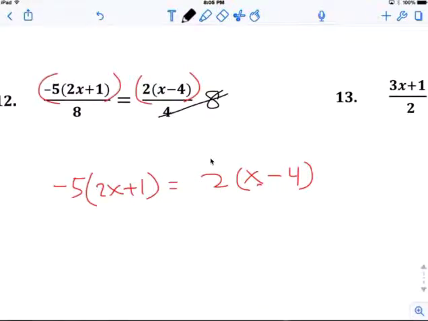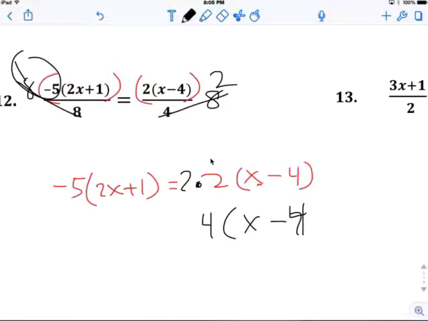Cross cancel leaves us 2. Leaves us 2 times that. You see that? Cross cancel. 8, 1 is 1. 1 times anything is itself. So 1 times negative 5 stays a negative 5. Okay, so we got 4 parentheses x minus 4. Hope you understand this.